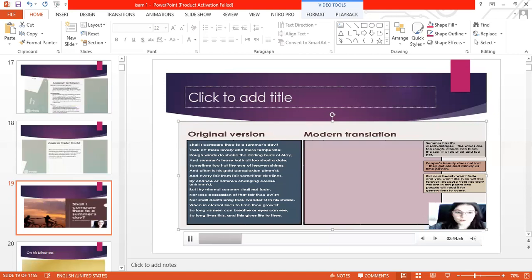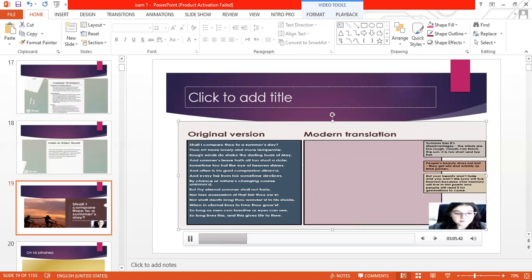All right, so if we look at the original version of the poem, let's have a look. It reads as follows. Shall I compare thee to a summer's day? Thou art more lovely and more temperate. Rough winds do shake the darling buds of May, and summer's lease hath all too short a date.